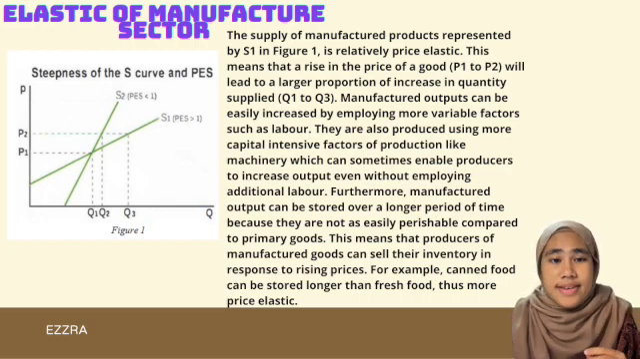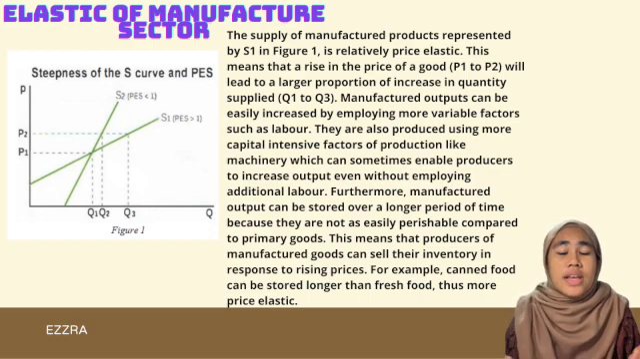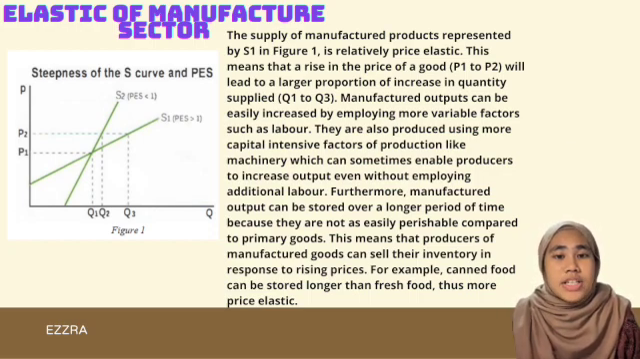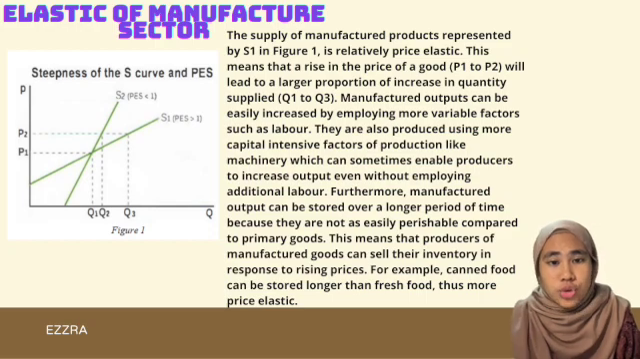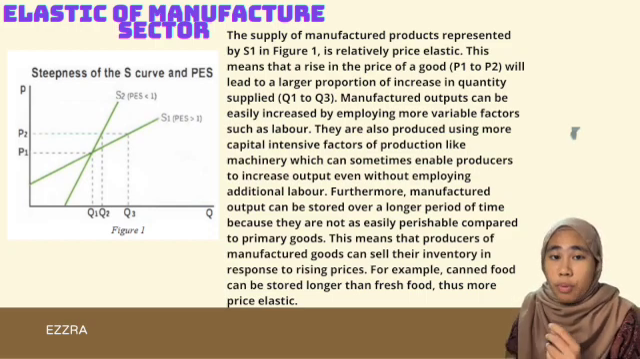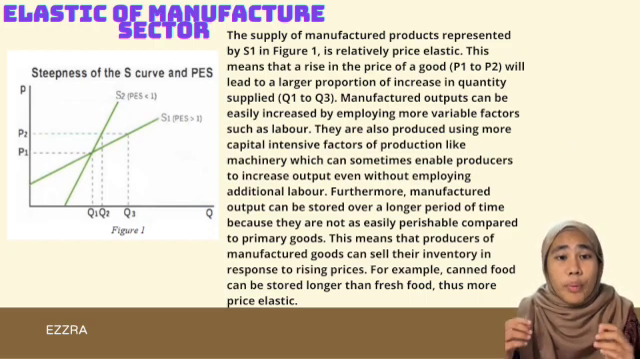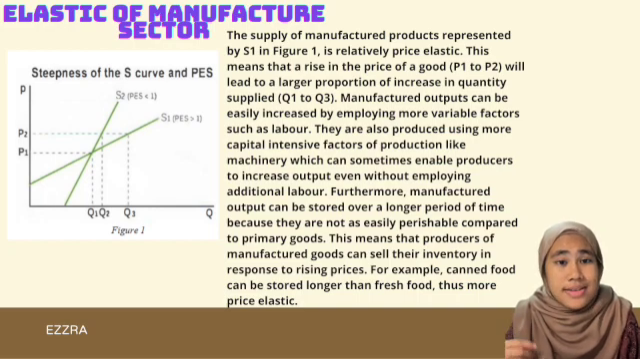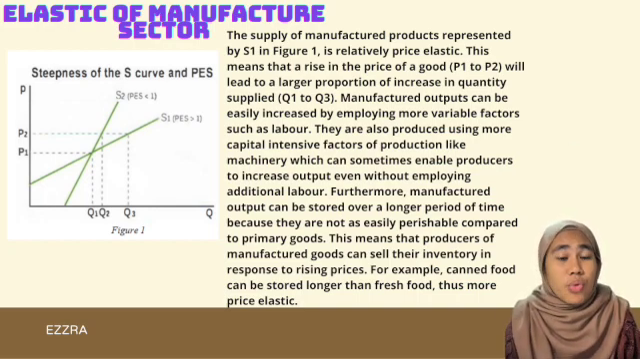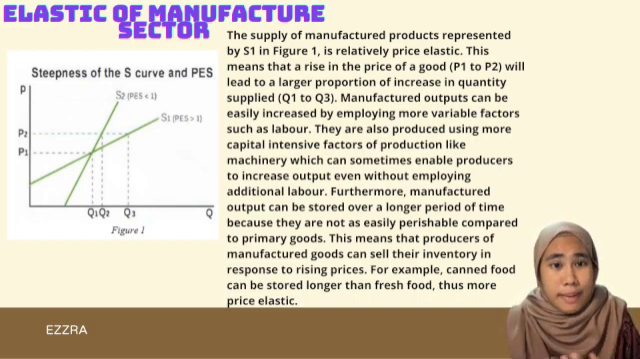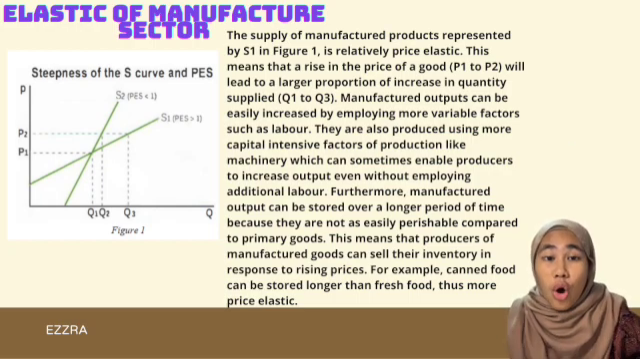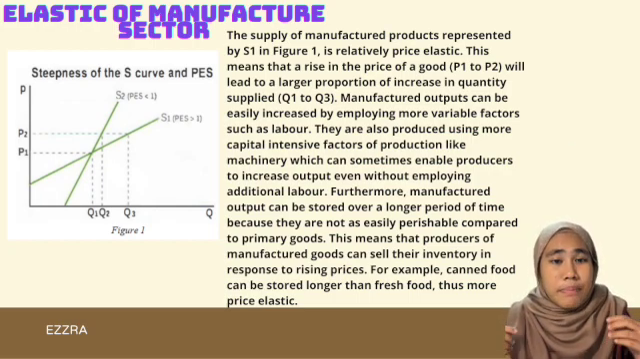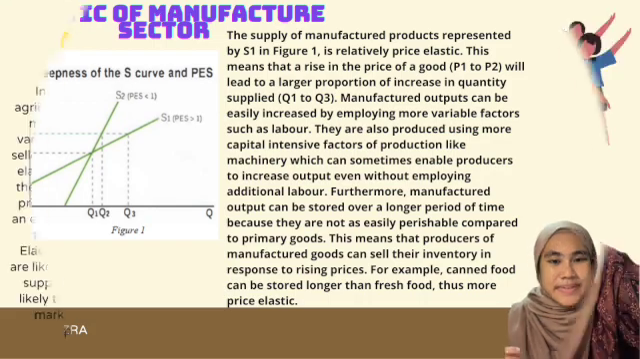Furthermore, manufactured output can be stored over a longer period of time because it is not as easily perishable compared to primary goods such as agricultural products. This means producers of manufactured goods can sell their inventory in response to rising prices. For example, canned food can be stored longer than fresh food, thus its supply is more elastic.